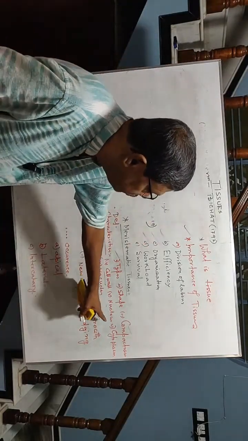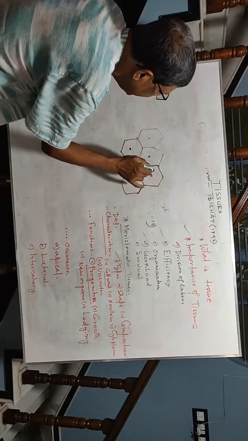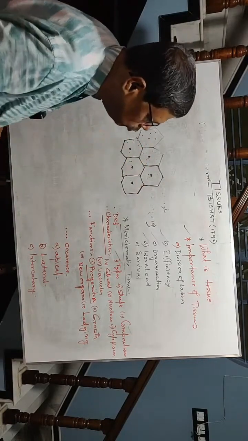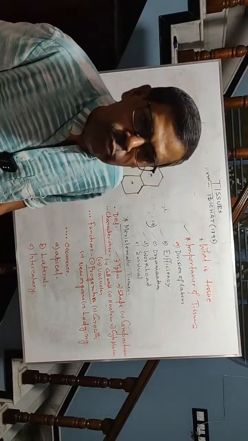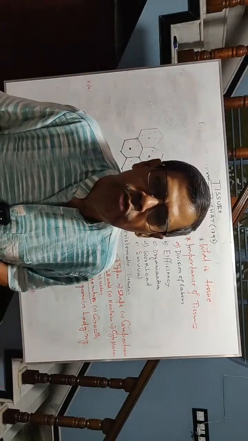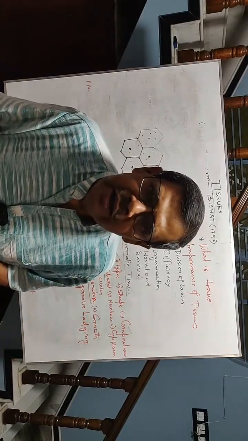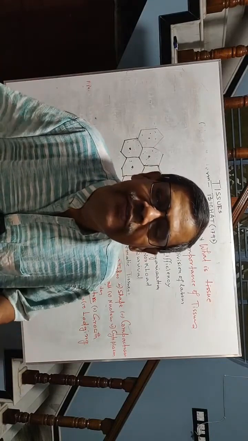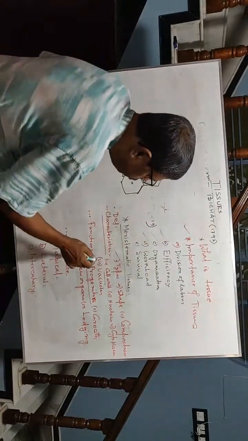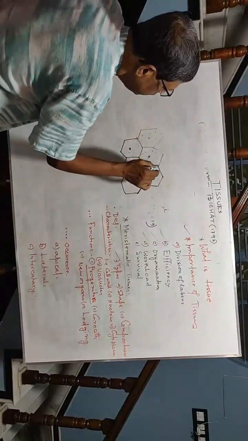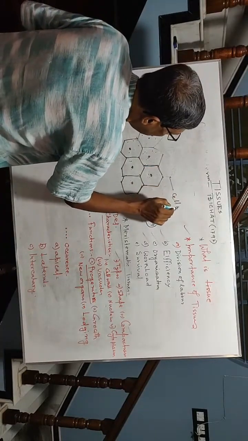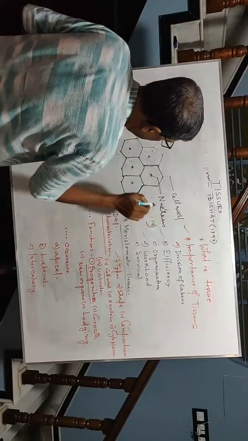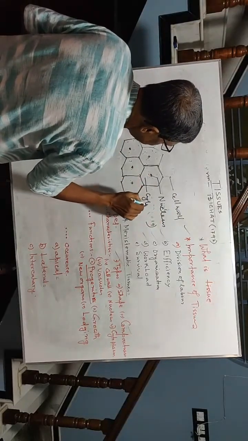Next, cytoplasm. There is compact cytoplasm around the nucleus. Next, vacuoles. There are no vacuoles, or only a small amount of vacuoles, within the cytoplasm. This is called cell wall, nucleus, cytoplasm.